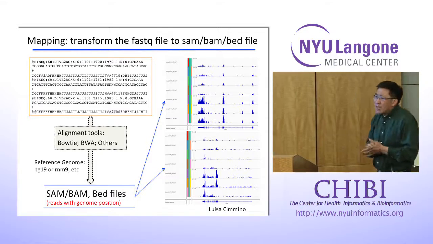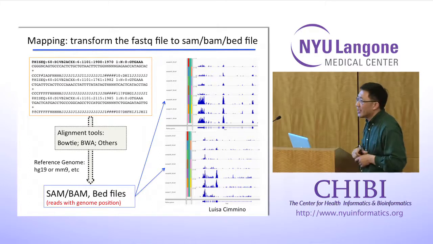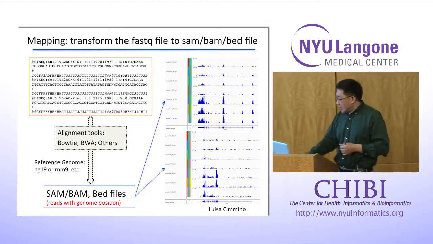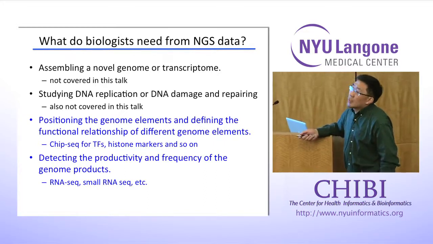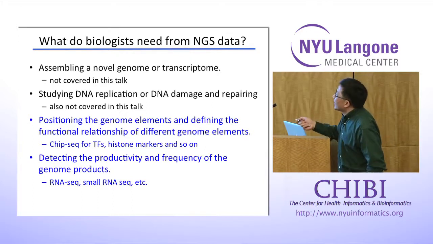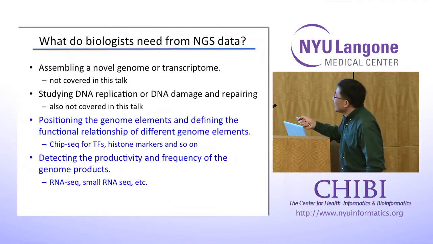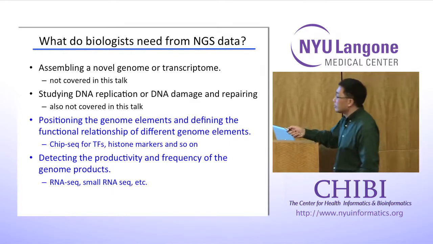But usually a biologist has much bigger ambitions. They want to know everything in the genome. They don't just stop their work here. These are basically all the tasks biologists would like to do. They want to do some type of assembly for a novel genome or novel transcriptome. They will do some type of study for DNA replication or damage repair. All these works we have done, but because of time, I will not cover these two parts.